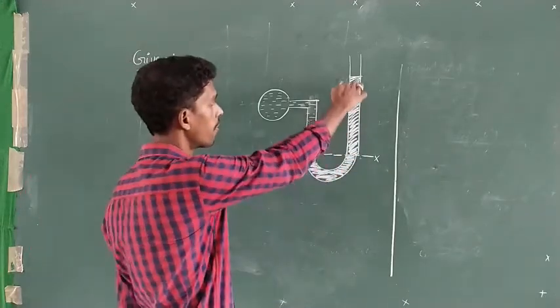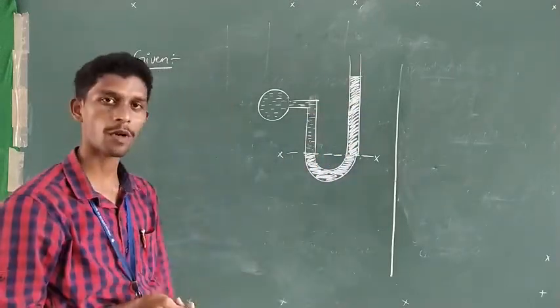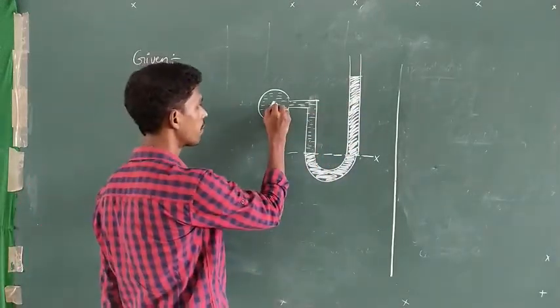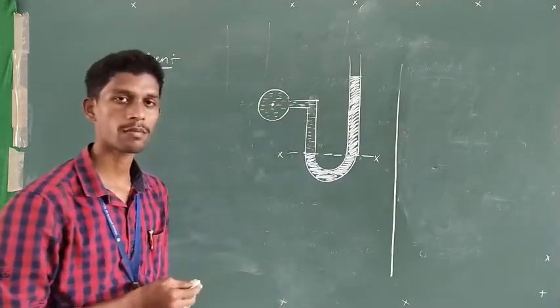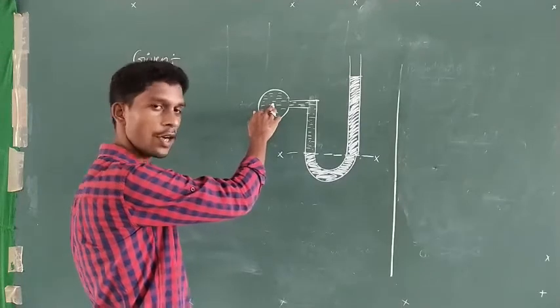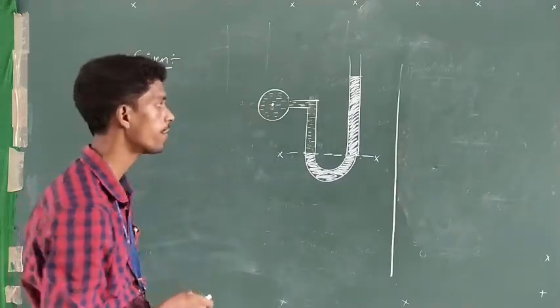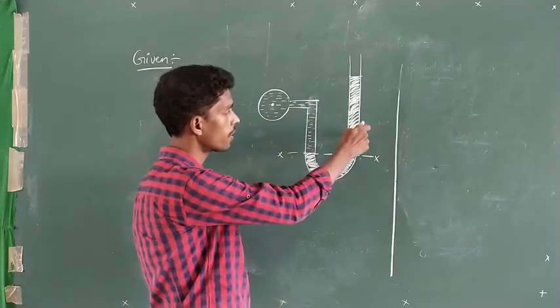Above this datum level, we have to indicate the heights. Already the heights are given in the problem. So this is the point where we have to find out the pressure, right? One end is connected to this point here, so we have to find out the pressure here. This is the unknown value, and this is the left limb and this is the right limb.